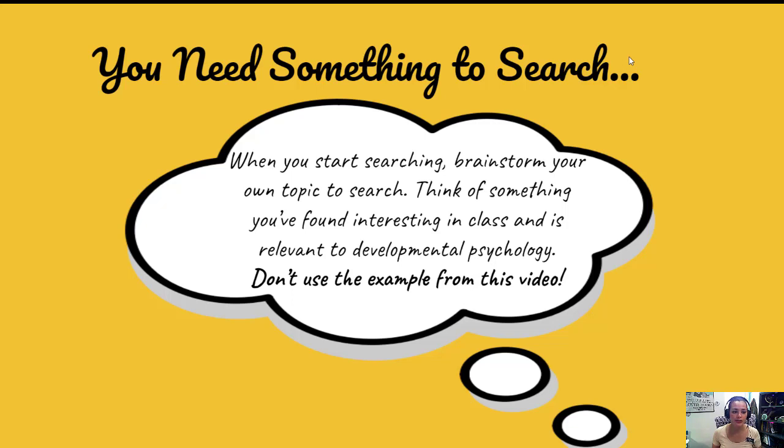As you prepare to search, take a moment and brainstorm some of your own keywords. You're going to be reading through these articles a little bit, so it helps if it's something that you find a little bit interesting. So think of what you've been studying in class. It needs to be something relevant to developmental psychology, so take a moment to write down a few keywords so when we go to search, you actually have something to search for.